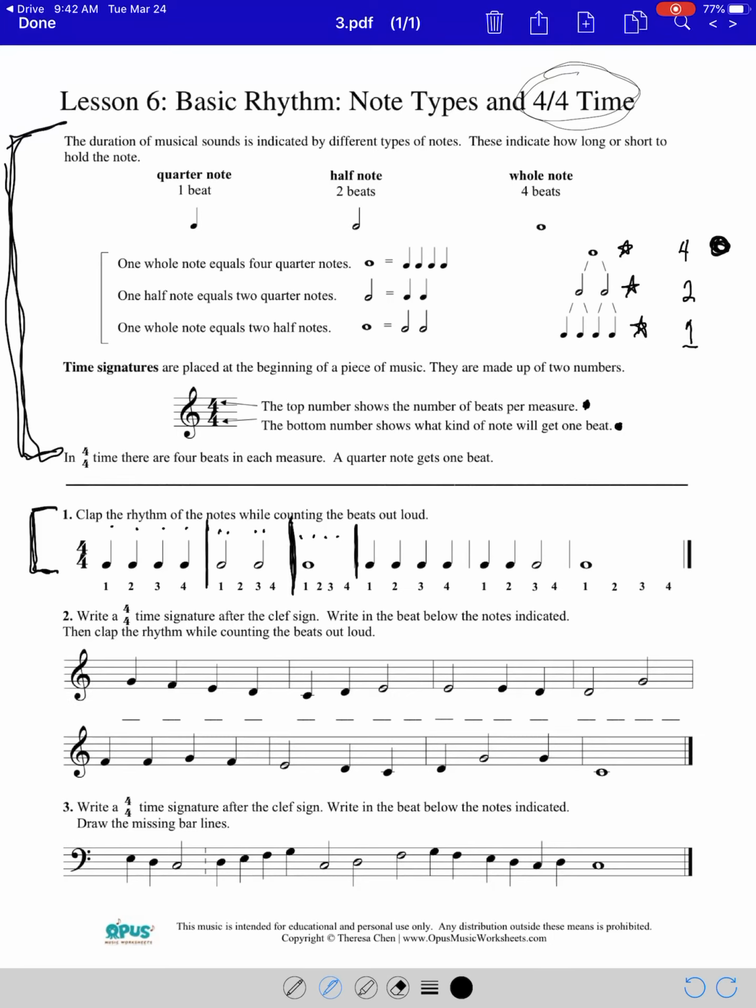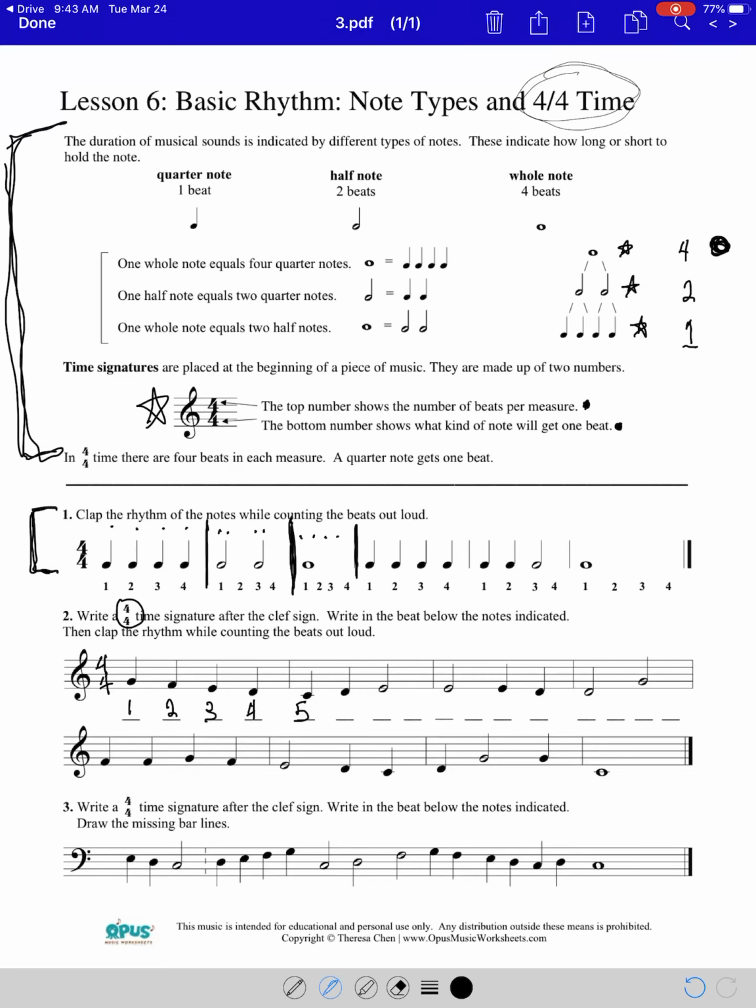Write in the beat below the notes indicated, then clap the rhythm while counting the beats out loud. Okay, so the first part is self-explanatory. Write a 4/4 time signature after the clef. Here's the clef. So I'm going to write a 4/4 time signature after the clef, just like that. Yep, looks pretty good. Now, here's the really easy part. We just have to make sure that there's 4 beats in every measure. So I'm going to write that this one is beat 1, next one would be beat 2, next is 3, next is 4. How easy is that?